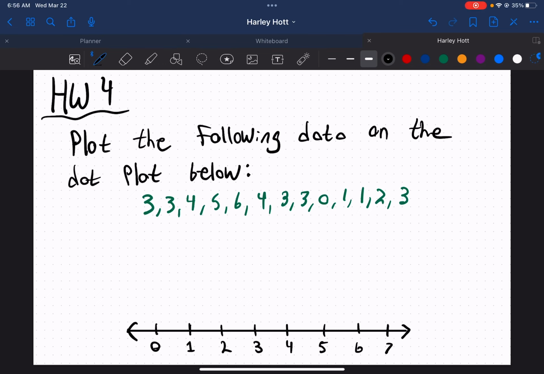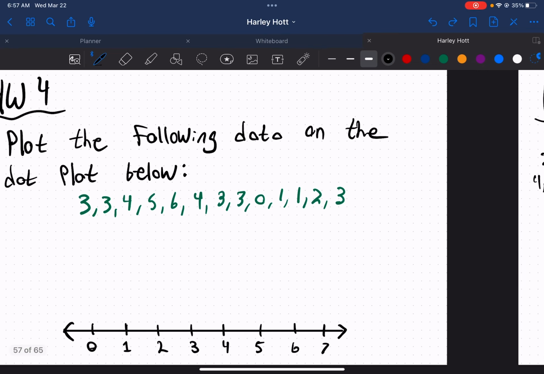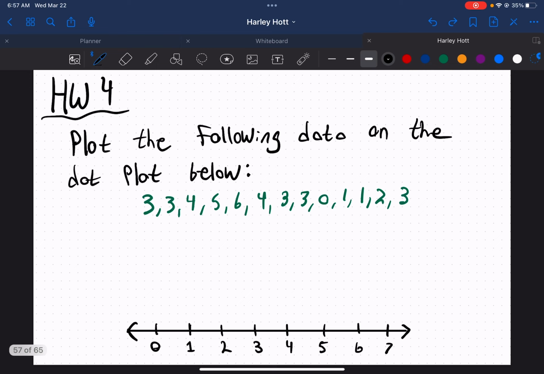Let's say there's no 7s on here, but let's say we had a 7, we put a 7. If we found another 7, we put another one above it, and we keep going, however tall we need to go. If there's no data points on that number, that's fine. You just leave it blank, okay? So try this. I don't think it should be very difficult.